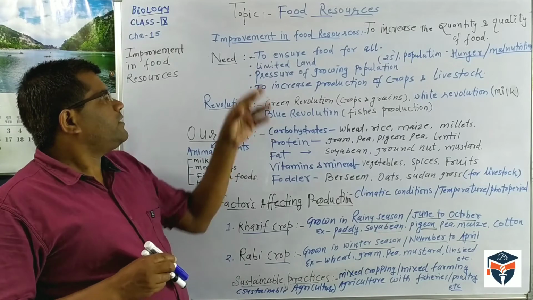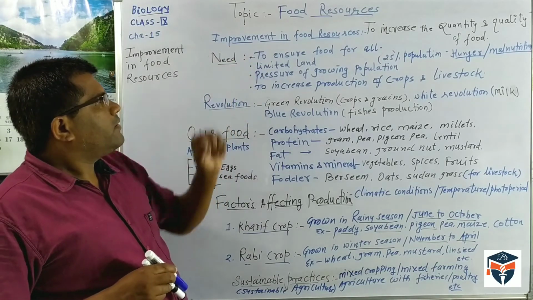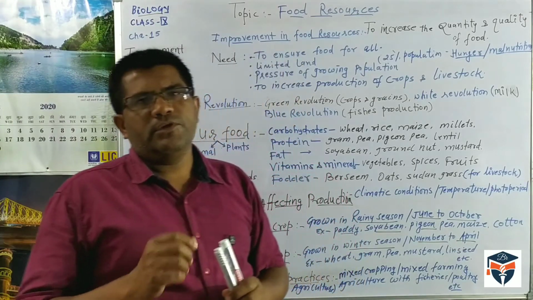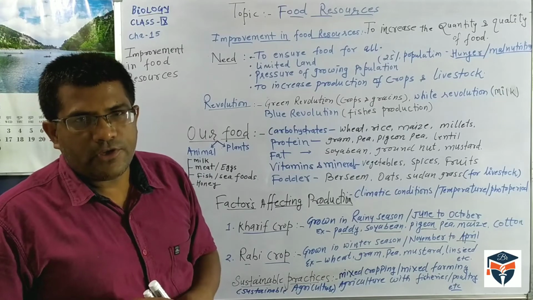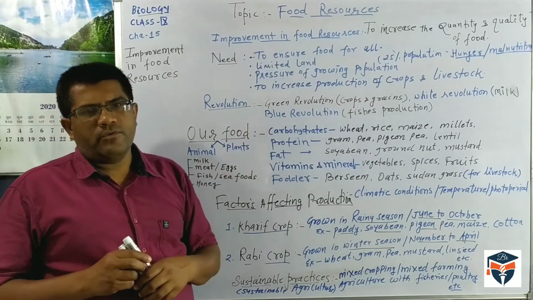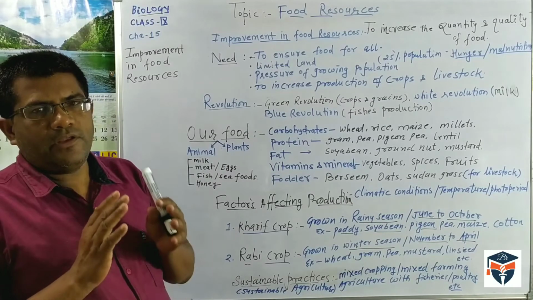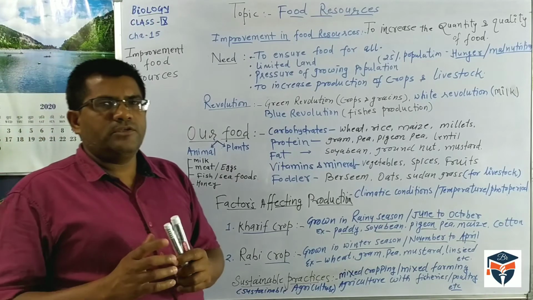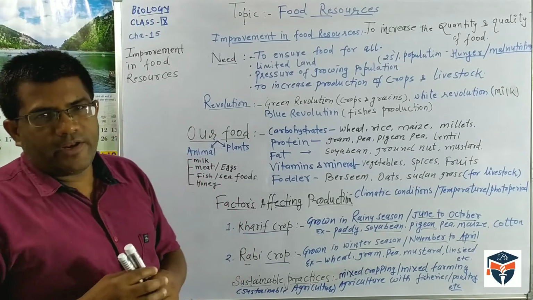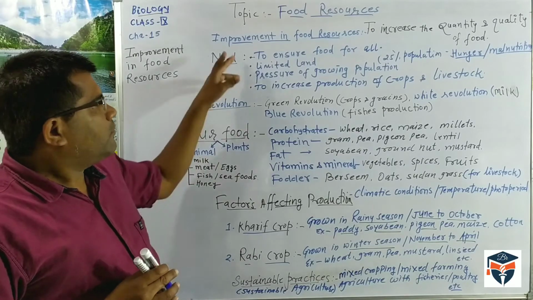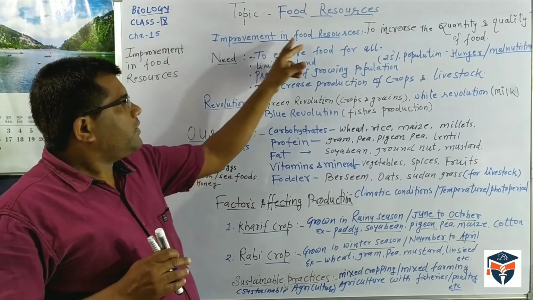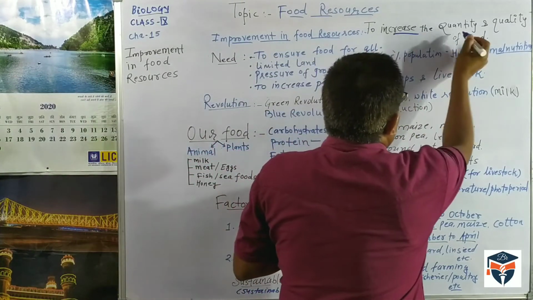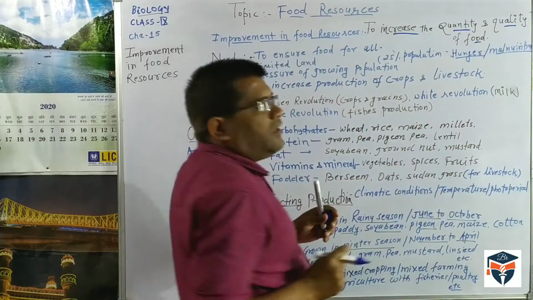So let's understand what is meant by improvement in food resources. When population increases, the demand for food also increases. But we don't have enough land to cultivate more crops. So we have to bring changes in the crop variety that can give us more food production. Improvement in food resources means to increase the quantity and quality of the food.